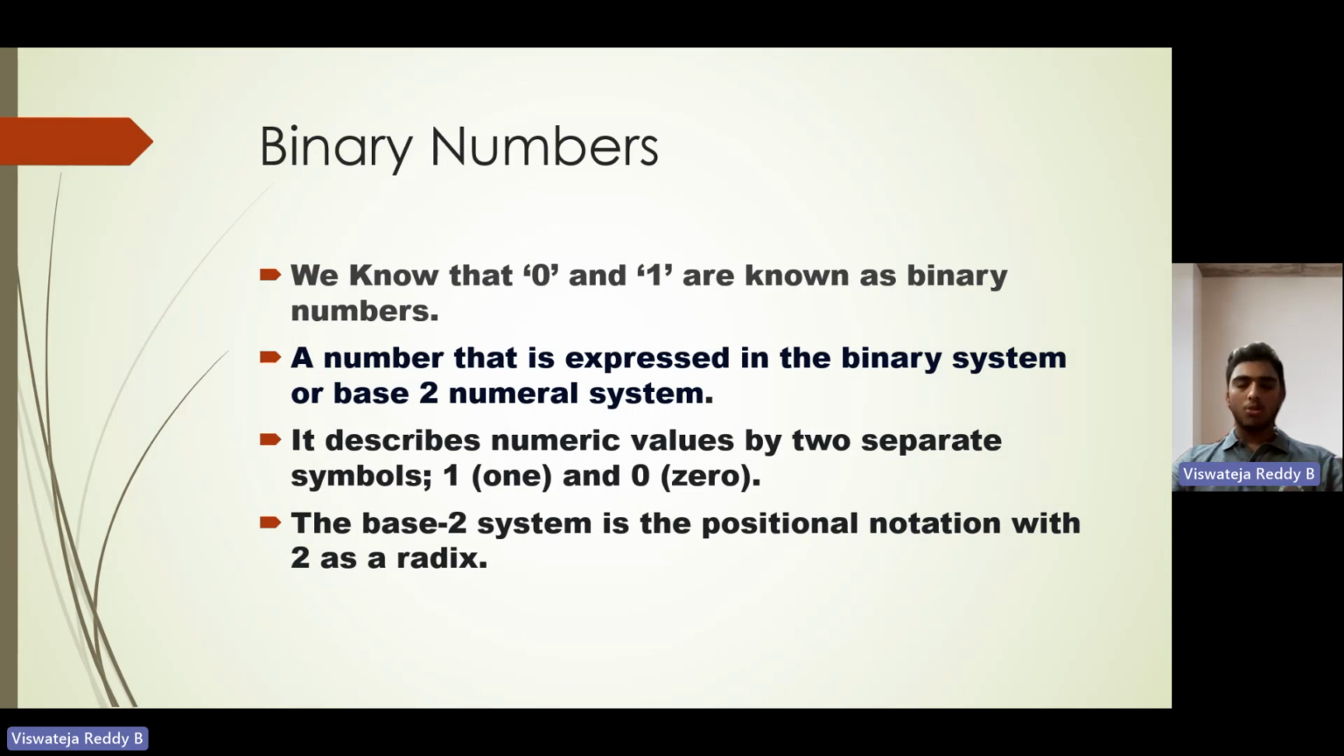We know that 0 and 1 are known as binary numbers. When a number is expressed in the binary or base 2 numeral system, it describes numerical values by two separate symbols, that is 1 or 0. The base 2 system is a positional notation with 2 as the radix. So basically, 0 and 1 are known as binary numbers.